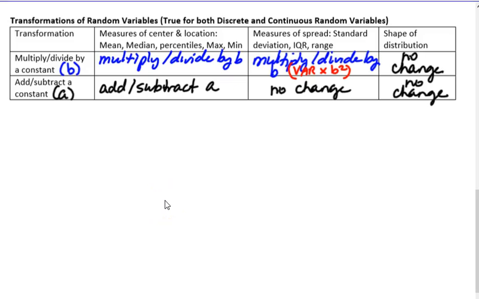In the last video, we talked about transformations of random variables, that when we multiply the random variable by a constant, it affects both measures of center and measures of spread. But when we add or subtract a constant, it only affects measures of center and any other measures of location, like the minimum or the maximum point, but not measures of spread. The shape of the distribution will not change either way. Something I didn't mention was that this is true for both discrete and continuous random variables. So in particular, this is true for a normal model.